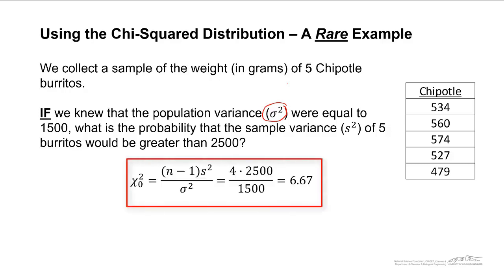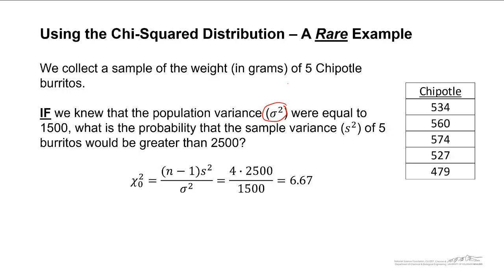We can convert that 2,500. Again, we're basically standardizing our sample variance. We multiply by the degrees of freedom, which is 5 minus 1, or 4, and we divide by our assumed population variance. That means our chi-squared value is 6.67, and we're trying to calculate the probability that we're greater than that. So if this is our chi-squared distribution, we're calculating a chi-squared statistic of 6.67 based upon 4 degrees of freedom. We can look that up, or we can use Excel to determine this.